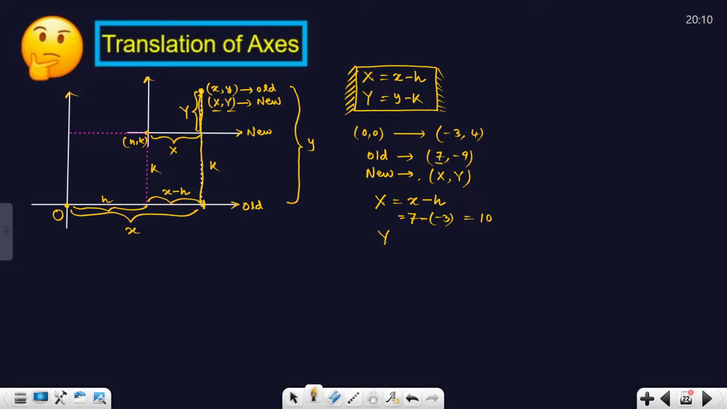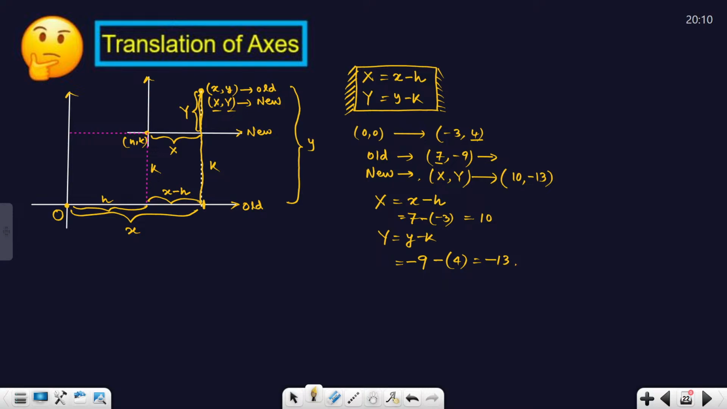And what about your capital Y? It is y minus k. What is small y? Small y is the ordinate of the old system, that is minus 9. And what about your k? K is nothing but 4. So minus 4, that gives us minus 13. So in the old system, we are having 7 comma minus 9, and this same point in the new system will be 10 comma minus 13. I hope you people have understood this.